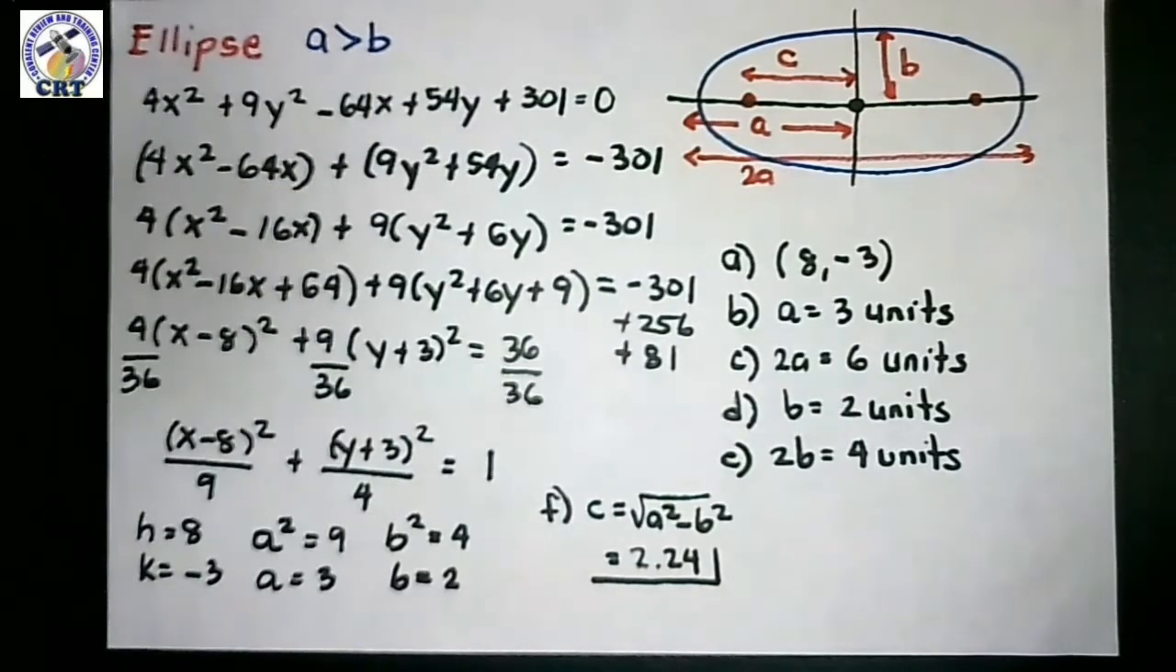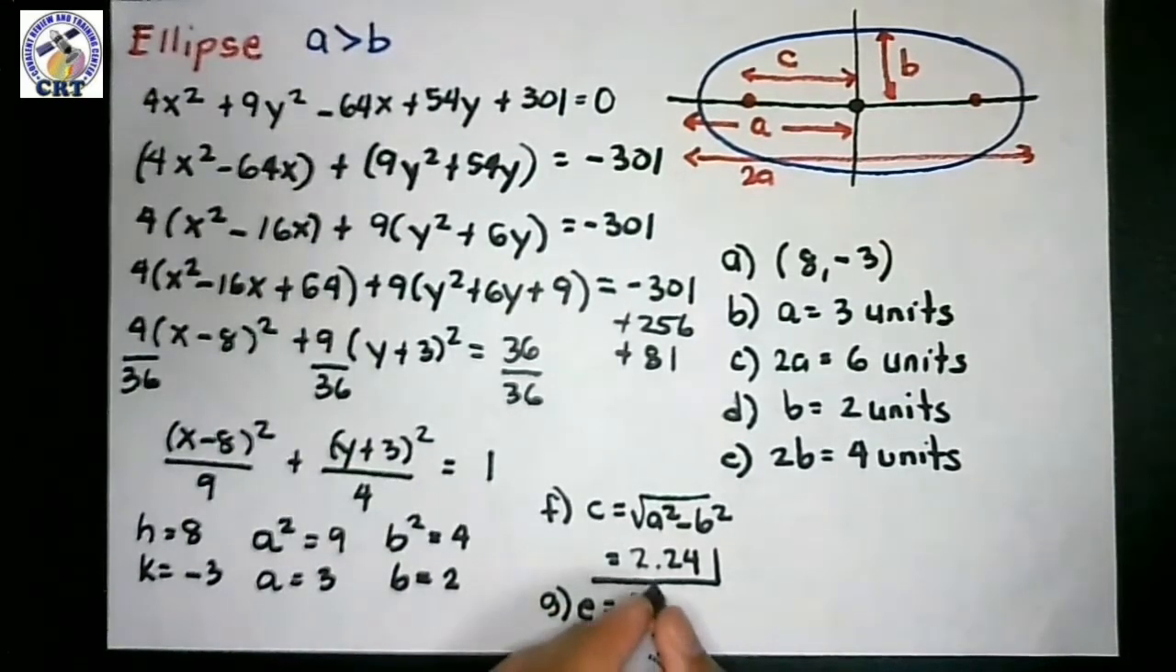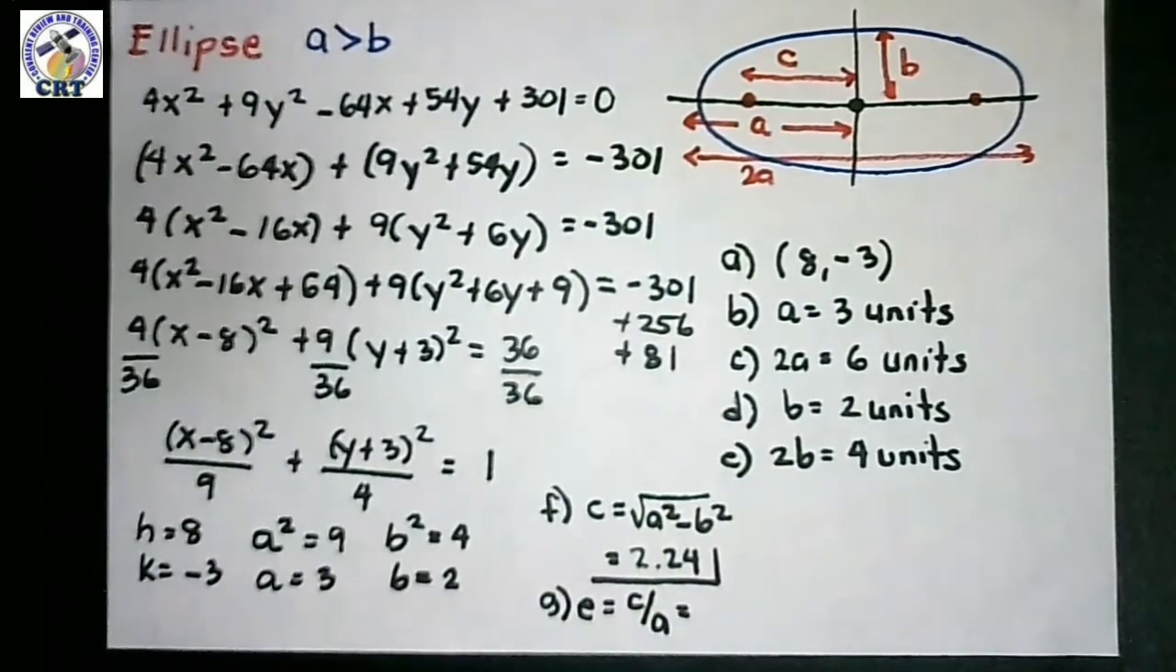Next is letter G. Ang letter G natin, eccentricity. Ang formula from previous discussion natin, C over A. And tandaan natin, ang eccentricity ng ellipse palaging less than 1. So, try na natin isolve. C, which is 2.24 over A, which is 3. So, i-divide lang natin sa 3, yung C.